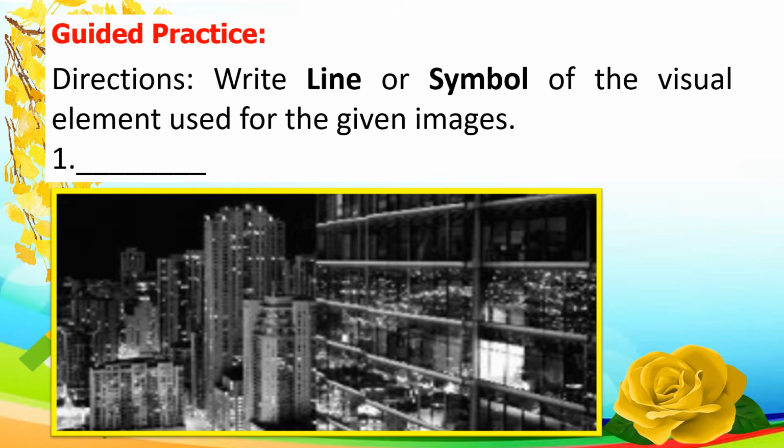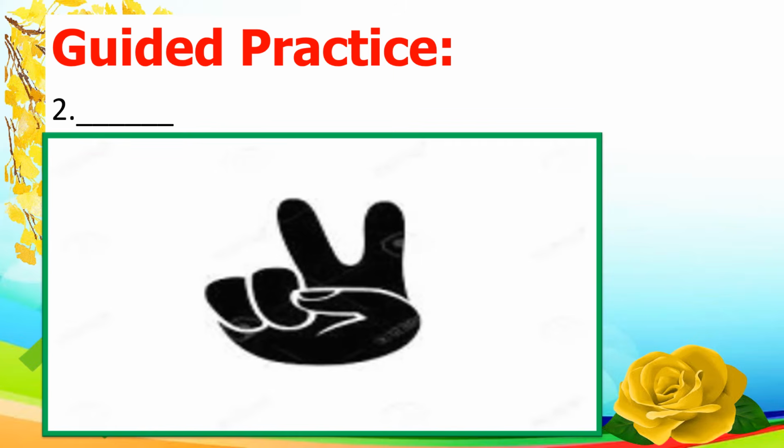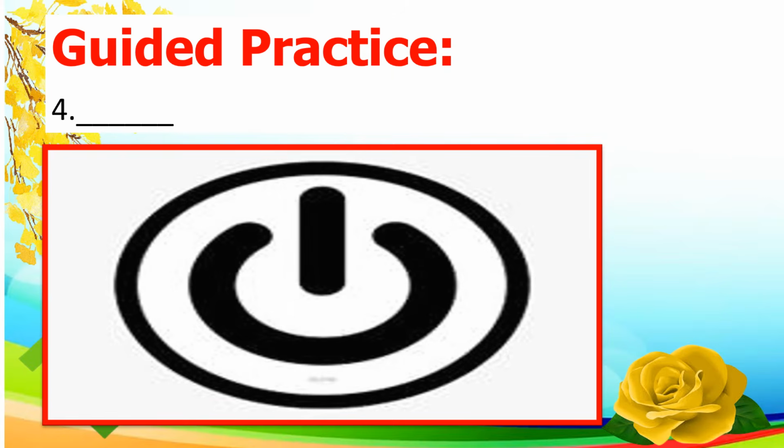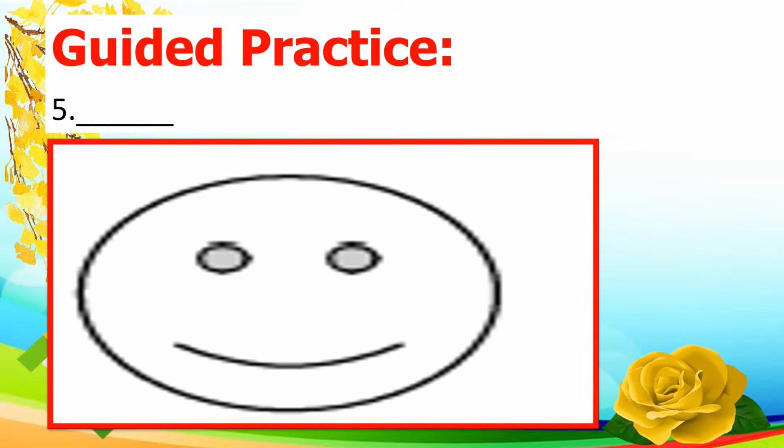So for the directions, write line or symbol of the visual elements used for the given images. So number one, yeah, you are correct. This is line. Number two, of course, that's just a symbol and it means peace. Next, correct. This is a line. Number four, you can usually see this especially in the machines. So we have symbol. And the last one, this is very common to all of you guys. So this is symbol. Good job. So all of you got correct.